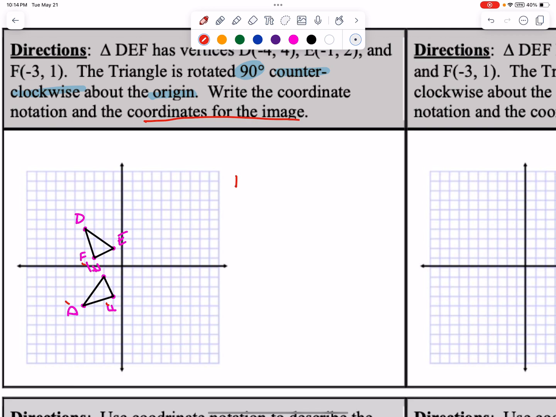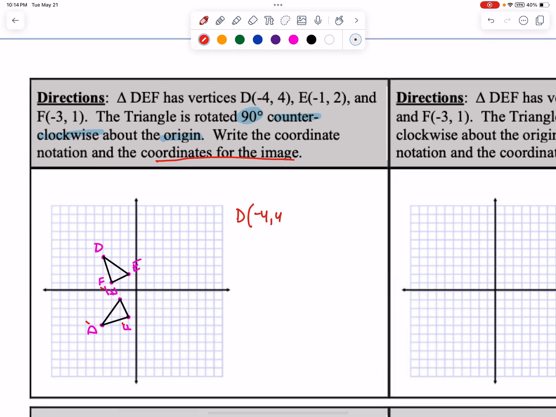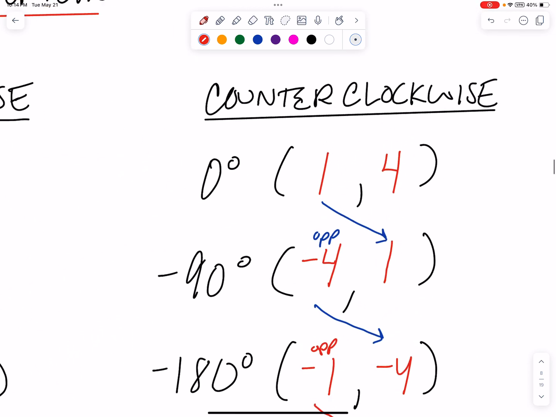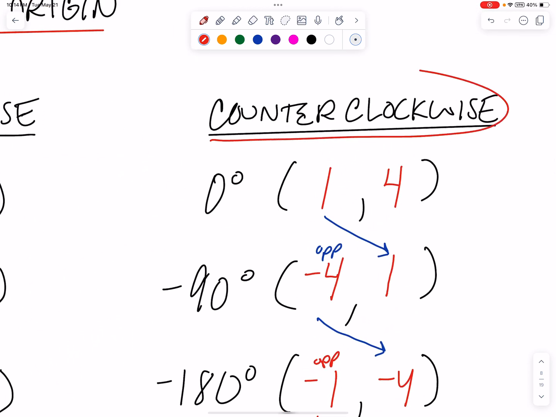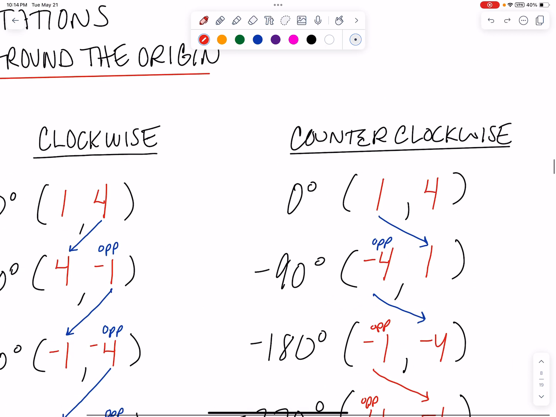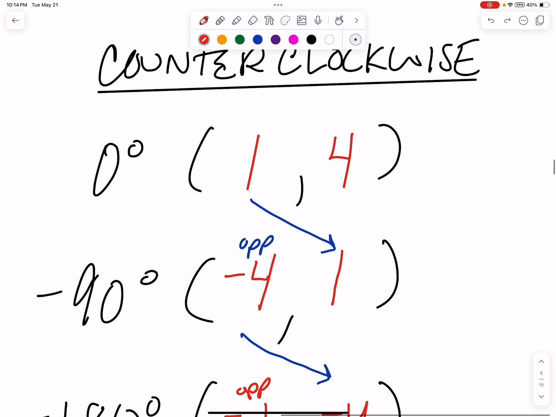So let's go ahead and do D, and it originally was, we can just copy those, -4, 4, okay? And then we have E, already said -1, 2, okay, up above in the directions, and F was -3, 1, okay? Now, I want you to go back up here and sort of think about this, okay? We're going counterclockwise, and we're going 90 degrees, okay? So let's use this to help us come up with the mapping.